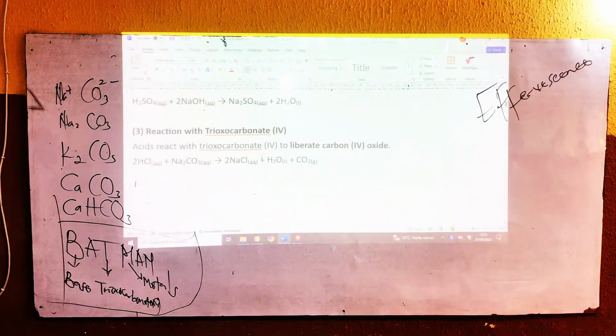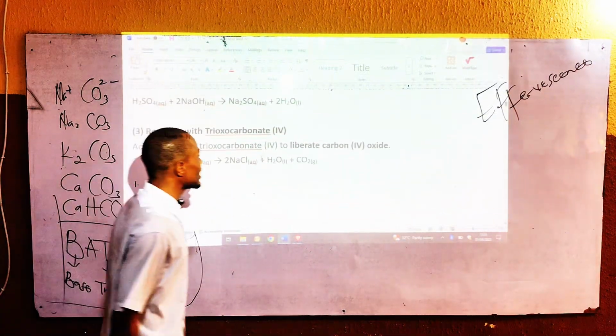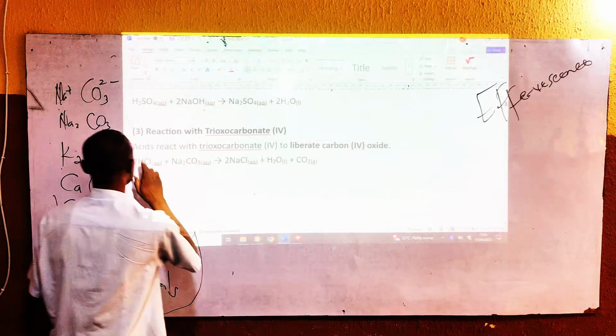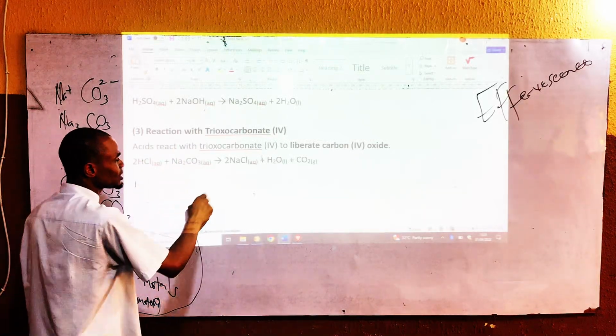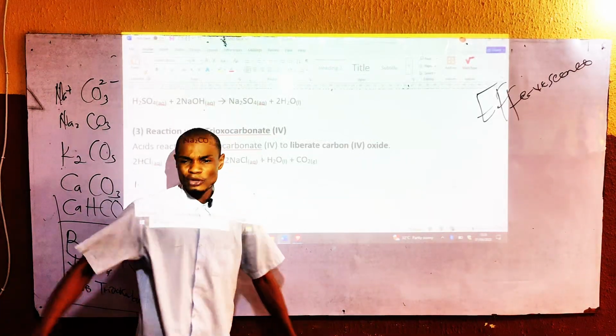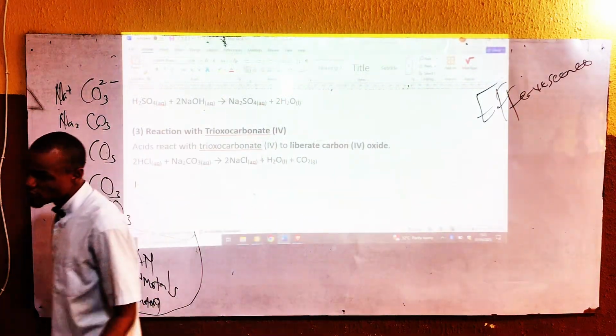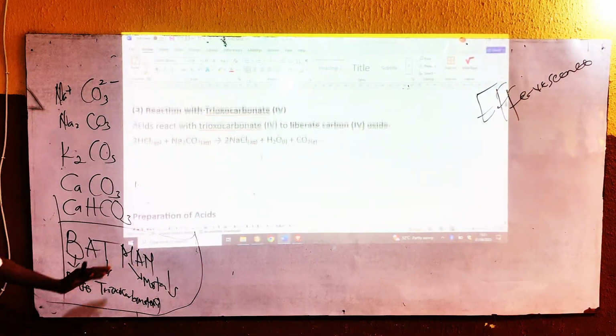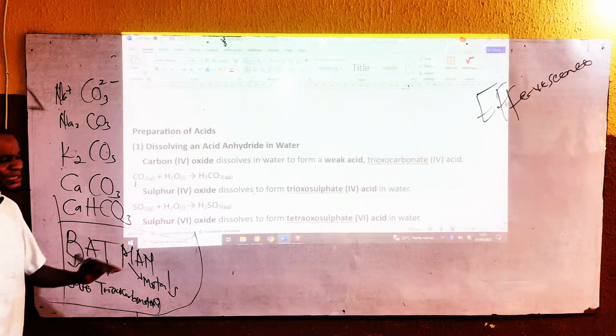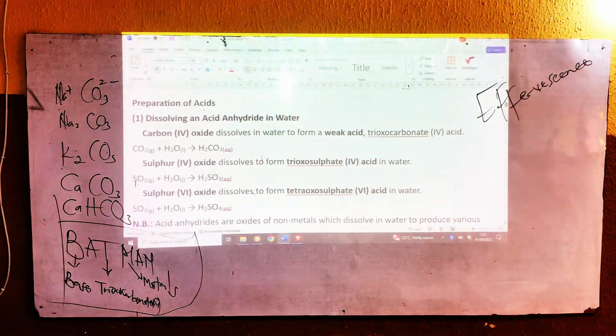But look at it now. The acid reacts with carbonate to liberate what? Carbon dioxide. Now, HCl plus Na2CO3 gives NaCl plus H2O plus CO2. Very simple questions you are going to see in the exam under acid, base and salts. It's important.